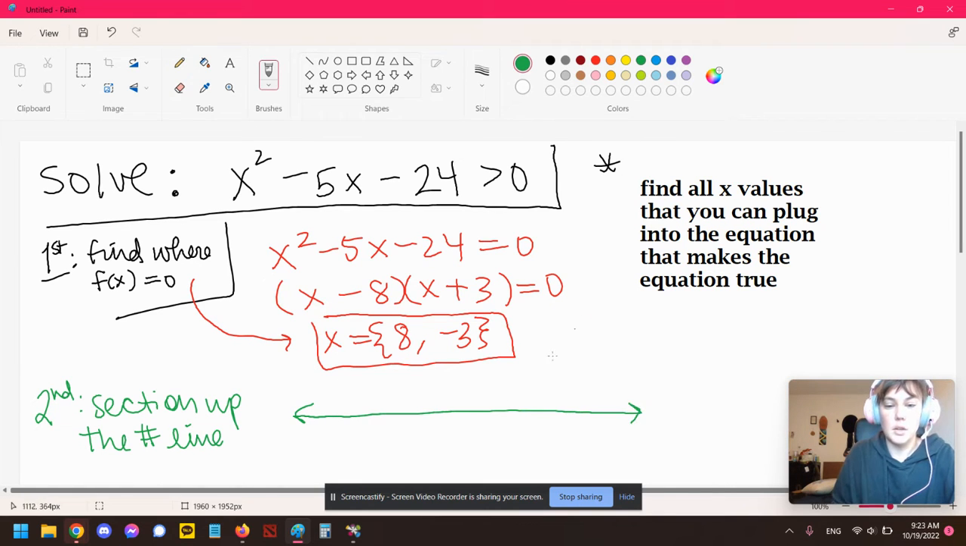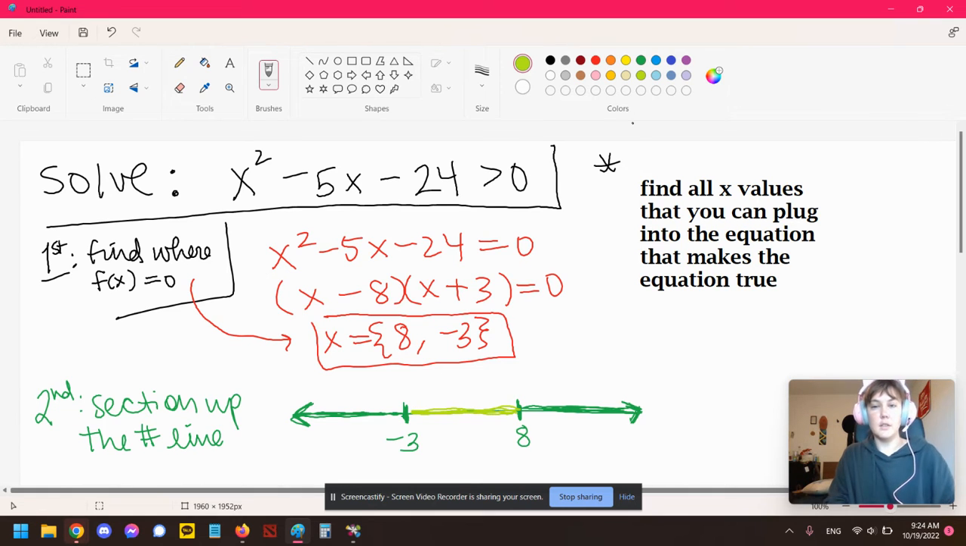So here's the entire number line, and I want to look at things that are smaller than negative 3. That's an interval I'm interested in. I want to look at numbers that are bigger than positive 8. That's a section I'm interested in. And I also want to look at the section between negative 3 and 8.